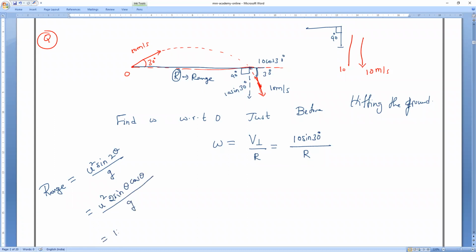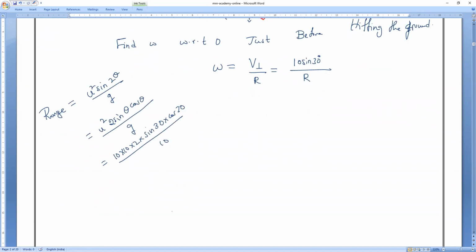So substitute the values. Initial velocity 10. 10 means 10 into 10, 10 square I'll write, into 2 into sine 30 into cos 30, divided by g. G value how much? G value 10. Clear?